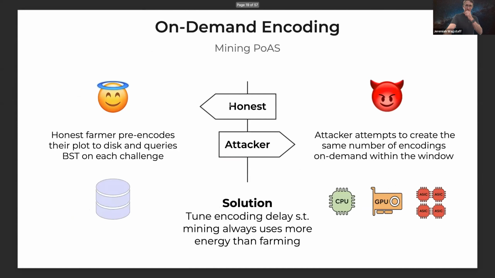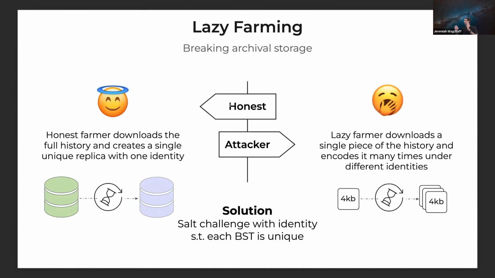All right. Okay, so starting with the simplest attack you can do, we call this lazy farming. This is kind of breaking the notion of actually doing useful storage. The honest node on the left is going to download the full history of the blockchain and create this one unique replica of the blockchain. But there's nothing to prevent a node in the protocol from just taking one piece and generating lots of different node identities as the encoding keys, and just storing that one piece millions and billions of times.